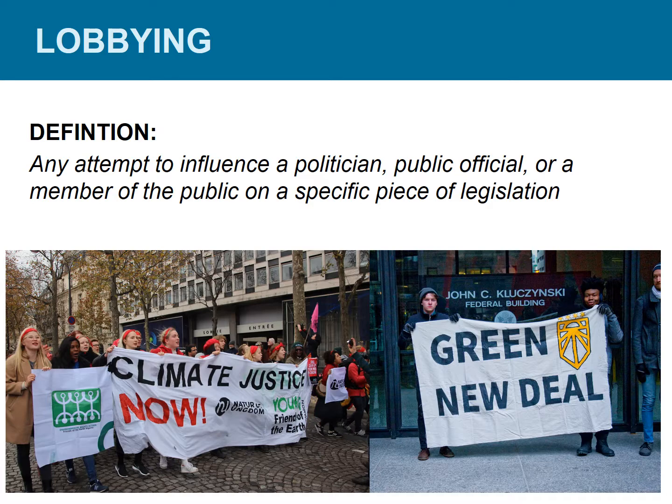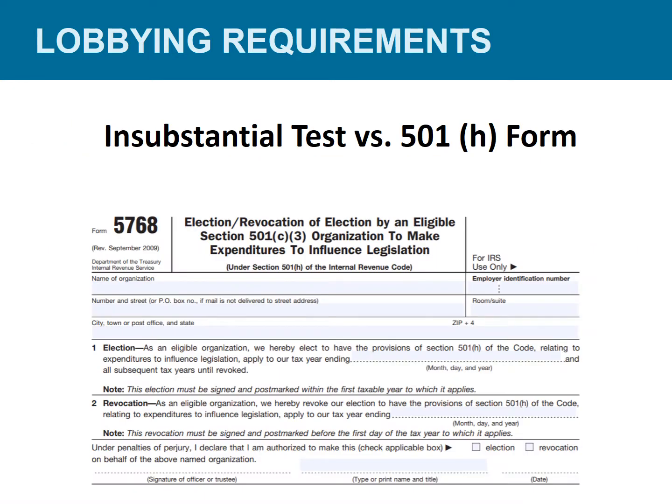Lobbying, on the other hand, is defined by the IRS as any attempt to influence a politician, public official, or a member of the public on a specific piece of legislation. As it is defined by the IRS, it is therefore regulated by the IRS, and as such has certain reporting requirements that come along with it. The Alliance for Justice, through their Bolder Advocacy program, www.bolderadvocacy.org, provides clear explanations on how nonprofits can report their lobbying activities.